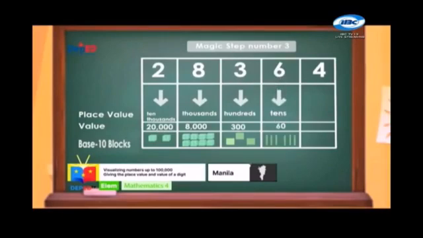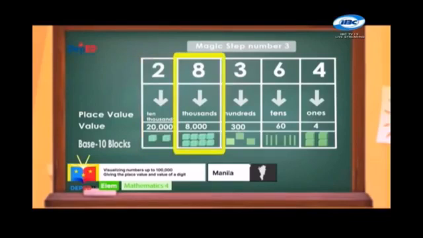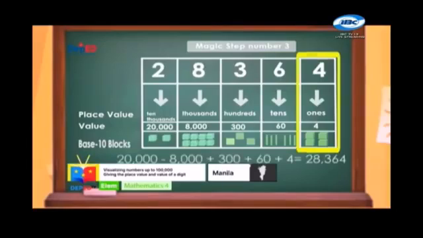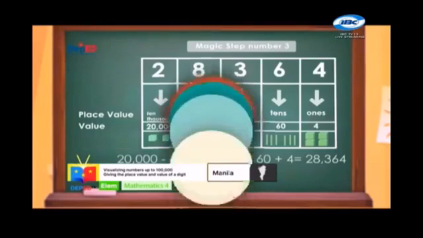Tens place is a digit of 6. Therefore, we will draw 6 longs. Lastly, ones place is a digit of 4. So we will draw 4 units. There are 2 10,000s, 8 thousands, 3 hundreds, 6 tens, and 4 ones. 20,000 plus 8,000 plus 300 plus 60 plus 4 is equal to 28,364. These were a lot of seeds.